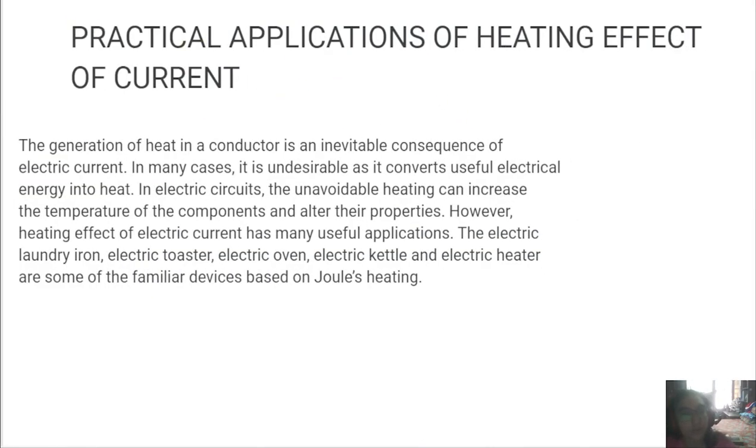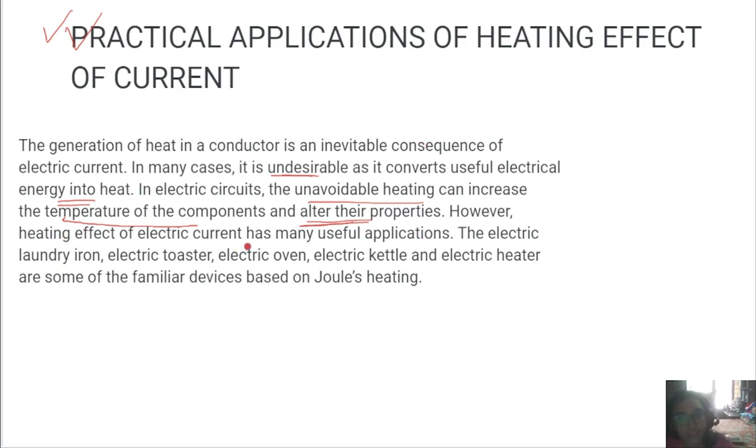So now, till now we talked about how it is wasteful energy because we don't really do anything with the heat dissipated from a light bulb or a tube light or a computer CPU, right? But there are also some applications too. First, let's talk about the undesirable aspect that we just discussed, how it converts useful electrical energy into heat. In electrical circuits, the unavoidable heating can increase the temperature of components and alter their properties. Like I told you, sometimes the heat energy may be so much that the bulbs could burst, right?